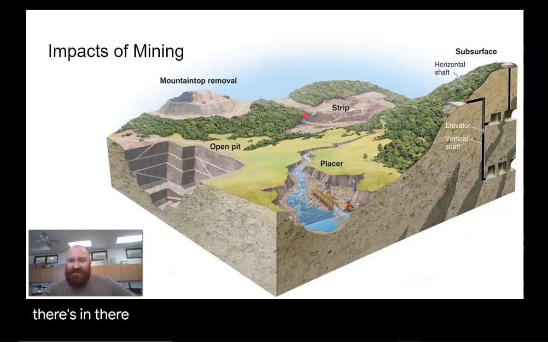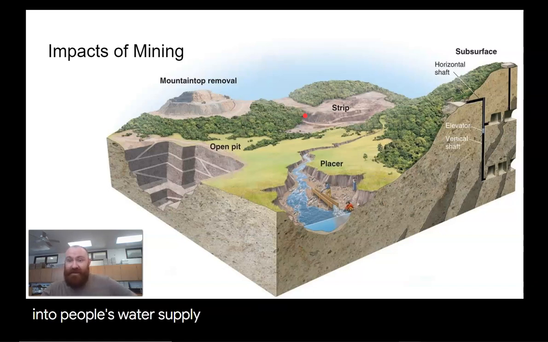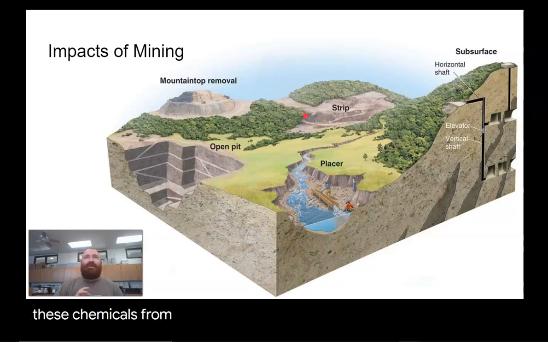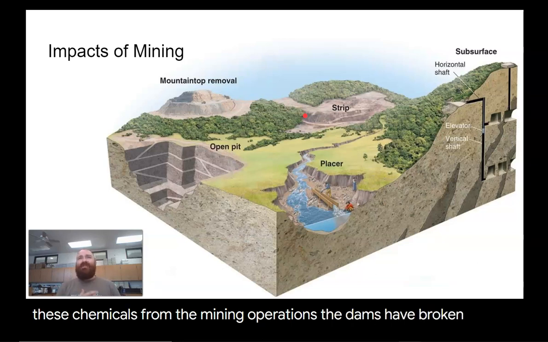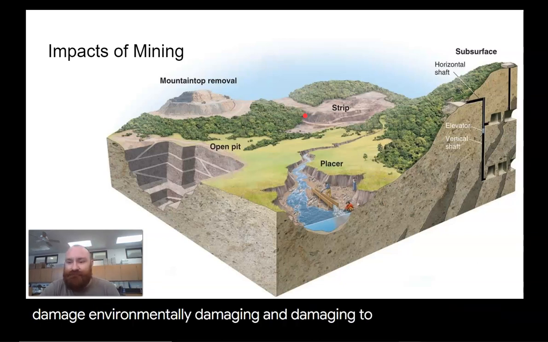And there are actually examples of when these have basically leaked into people's water supply and hurt people, or these reservoirs full of chemicals from the mining operations, the dams have broken, flooded, and destroyed towns. So these can be quite environmentally damaging and damaging to people.